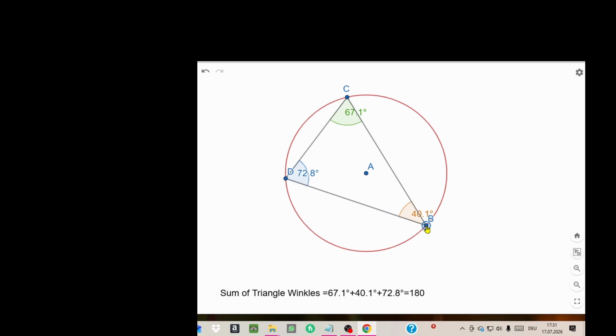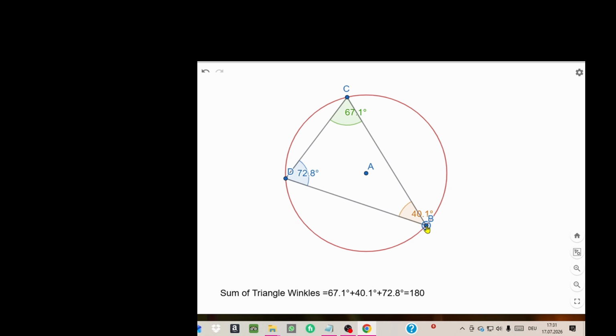Therefore, if we add these three angles together, we are actually adding half of all the arcs of the circle. Since a complete circle measures 360 degrees, half of the circle is 360 divided by 2, which equals 180 degrees. So, the sum of the three angles of a triangle is 180 degrees.